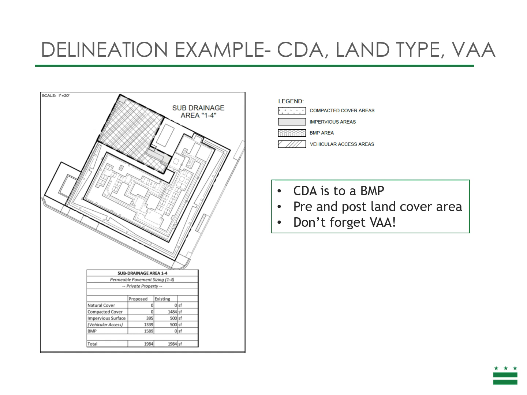The CDA is labeled as a subdrainage area for this example. The legend shows how each item is represented, and a chart below shows the actual areas of each delineation, including natural cover, compacted cover, impervious surface, vehicular access, and the BMP. The chart also shows the pre and post land cover areas.